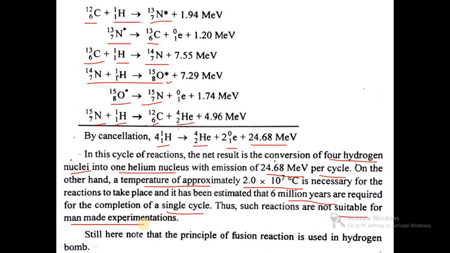So nuclear fusion is not carried out in the Earth's atmosphere, because this type of reaction occurs in the atmosphere of the Sun and stars, and such conditions cannot be achieved on Earth. Overall, the nuclear fusion principle is applied in the hydrogen bomb.